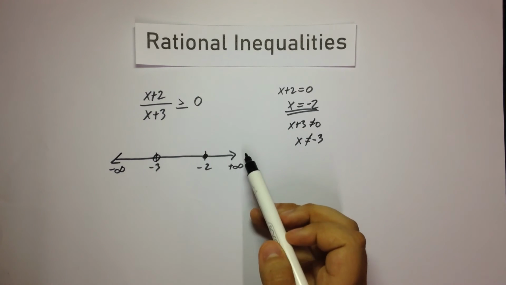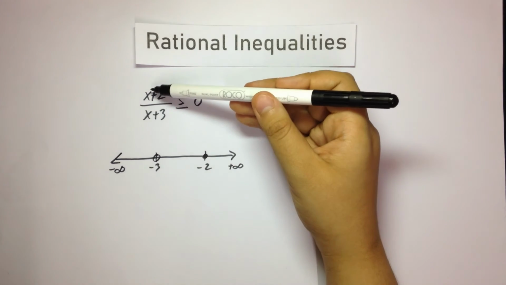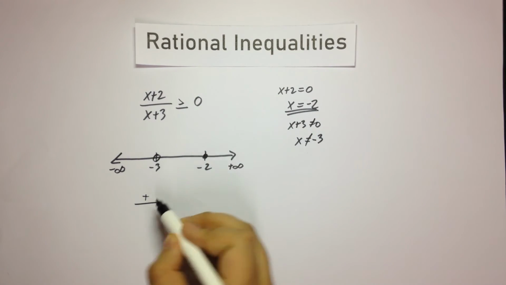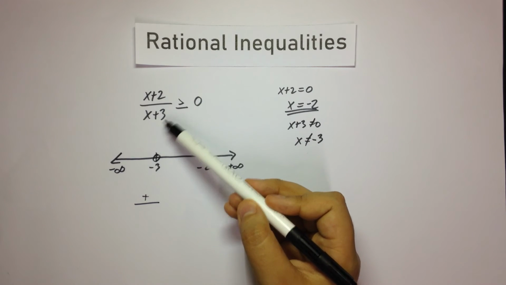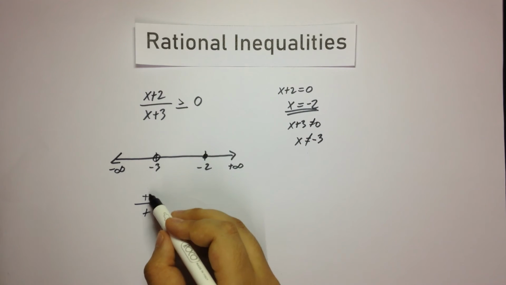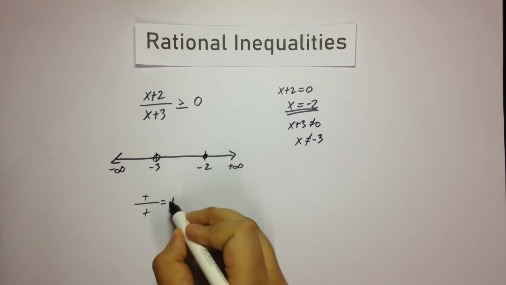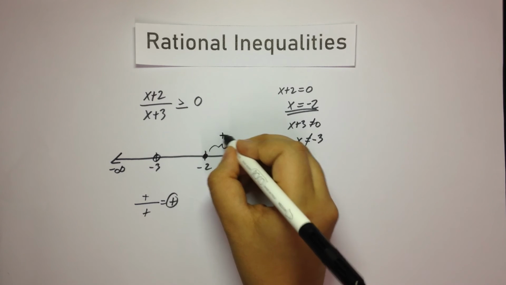So let's try -1. If we have -1 in the numerator, it would be -1 plus 2, which would make a positive sign, which means positive 1. And -1 plus 3 would be positive 2, which would say positive. So this positive divided by a positive would always be equal to a positive. So this region over here would be a positive sign.